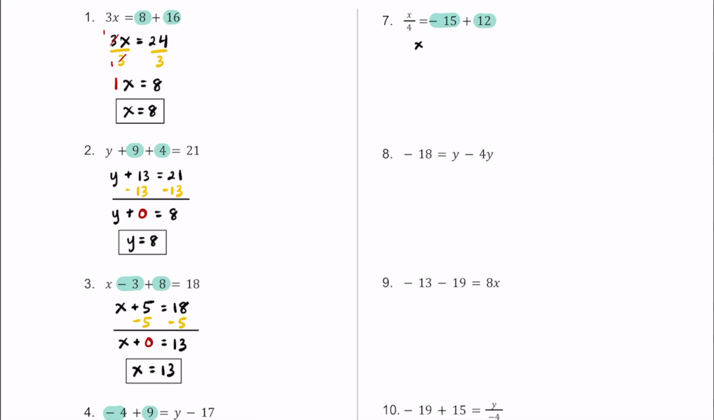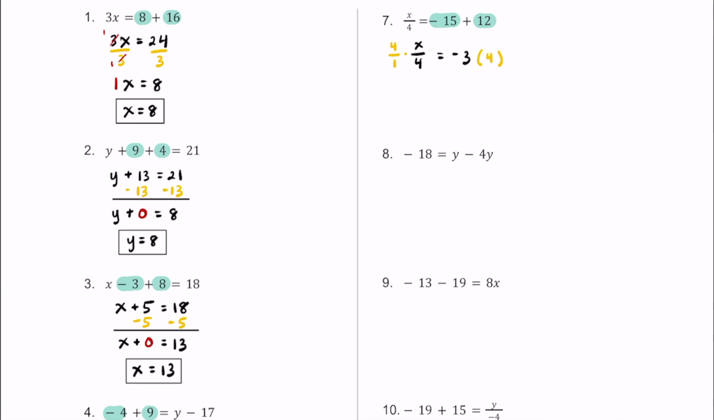So we're going to have a one-step equation here of x over 4, or x divided by 4, is equal to negative 3. Now, since we see division in our problem here, we're going to go ahead and use the inverse operation. We're going to use the multiplication property of equality and multiply both sides by 4.